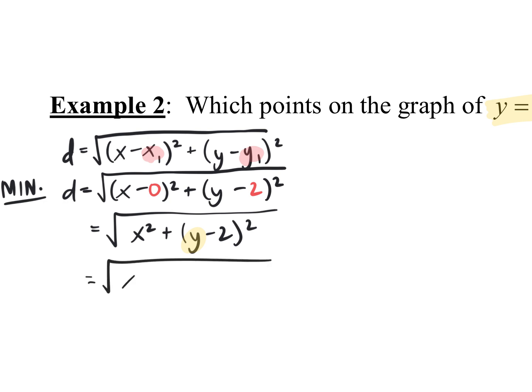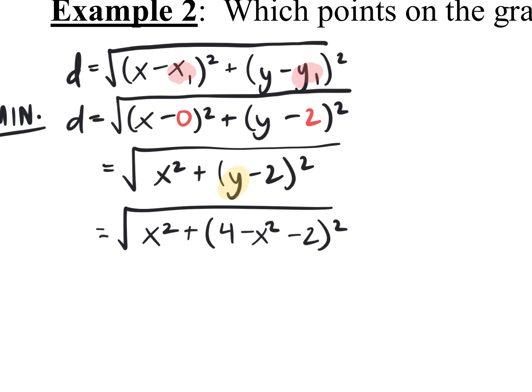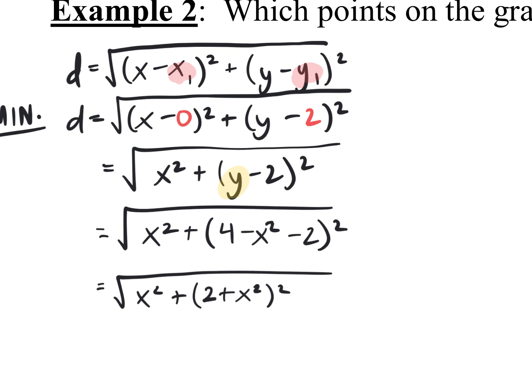I have x squared plus 4 minus x squared minus 2 squared. And if I simplify this, x squared plus 2 plus x squared squared. And now we could take the derivative of this here with the square root and everything. Okay, back to what I was saying. We can take the derivative with the square root if we wanted to, but I think that's going to make us solving a lot more difficult.